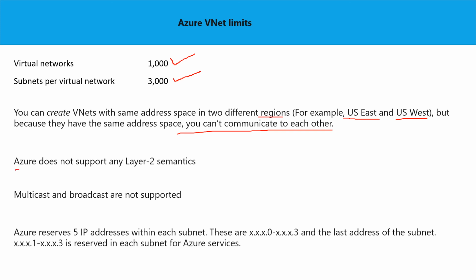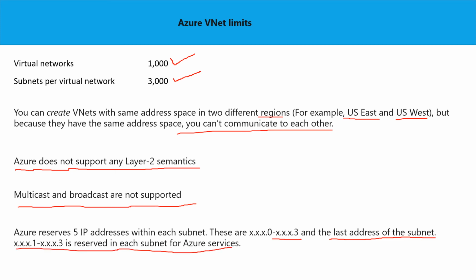Another point we need to keep in mind, Azure does not support any layer 2 semantics. Multicast and broadcast are also not supported. While we provision our VNets, there are going to be some reservation for addresses. So from 0 to 3 and the last address for the subnet is going to be reserved for your Azure services.